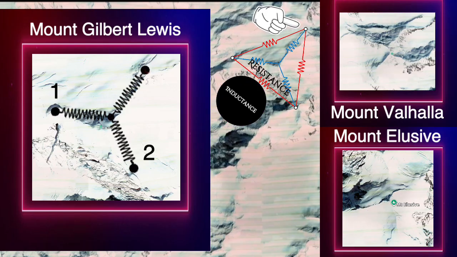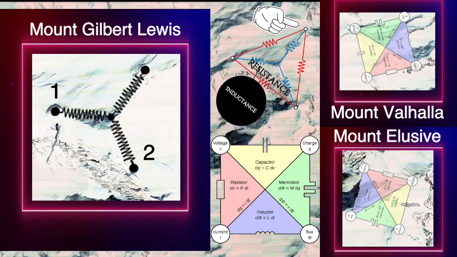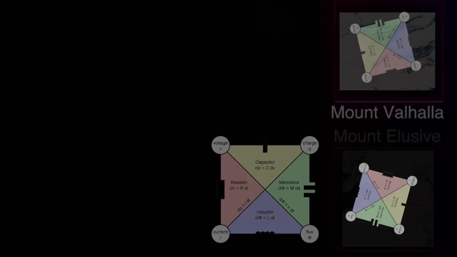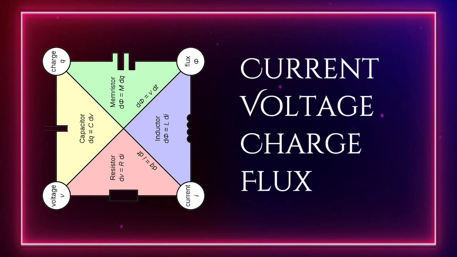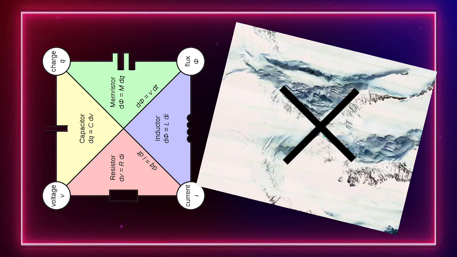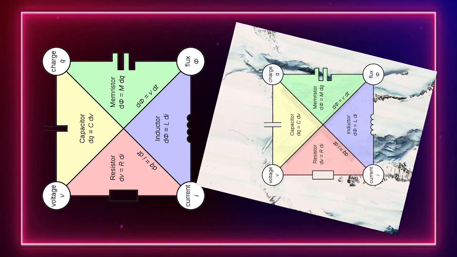Mount Elusive and Mount Valhalla represent Dr. Leon Chua's chaos circuit, and a chaos circuit is used to manage large and chaotic electrical events. And the apocalypse was the king of large and chaotic electrical events. It did this by managing the 4 basic functions of electromagnetism, which are current, voltage, charge, and flux. And these 4 crests are the 4 dividing lines to the current, voltage, charge, and flux.